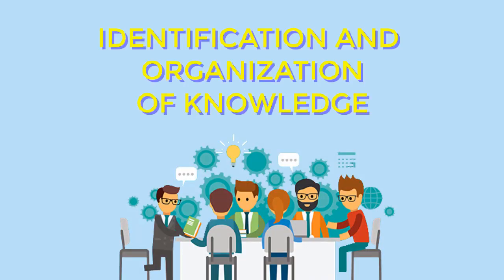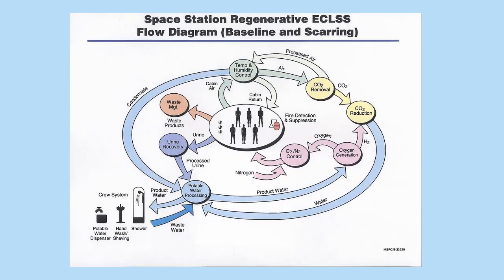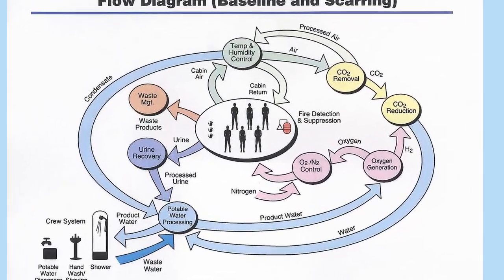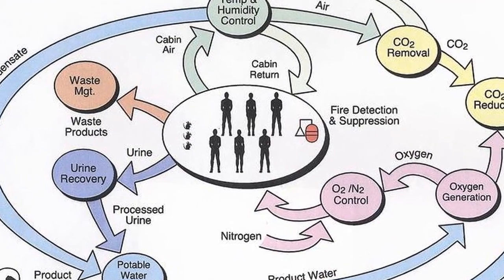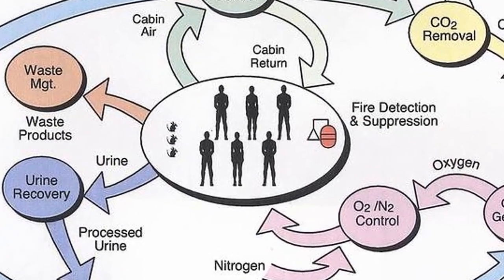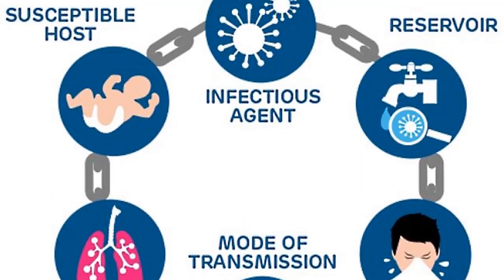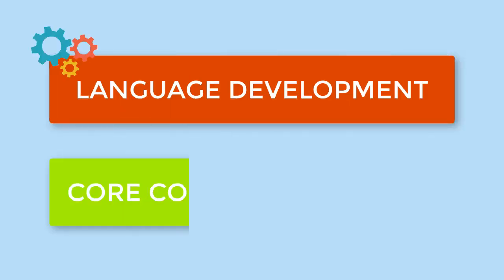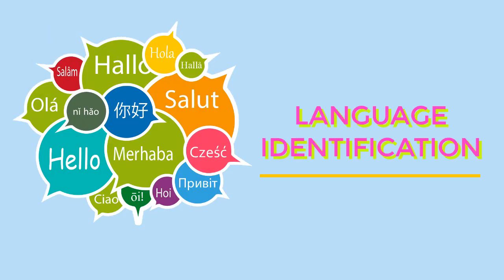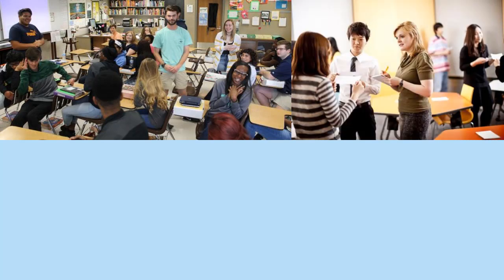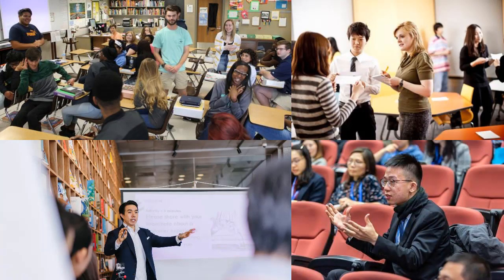Second, identification and organization of knowledge. Texts are often represented diagrammatically. These structures are used to help learners categorize the ideas and information in the text. It is used to facilitate learning and the creation of activities that focus on both language development and core content knowledge. Third, language identification. Learners are expected to be able to reproduce the core of the text in their own words with no grading of language involved.